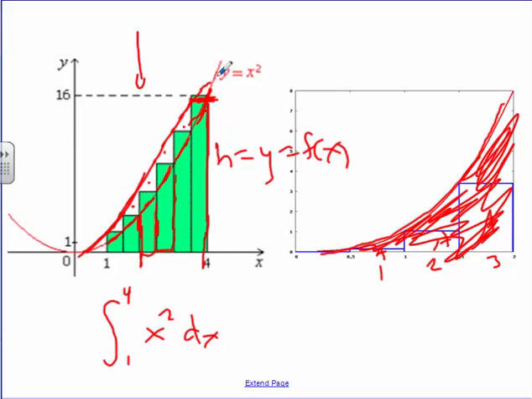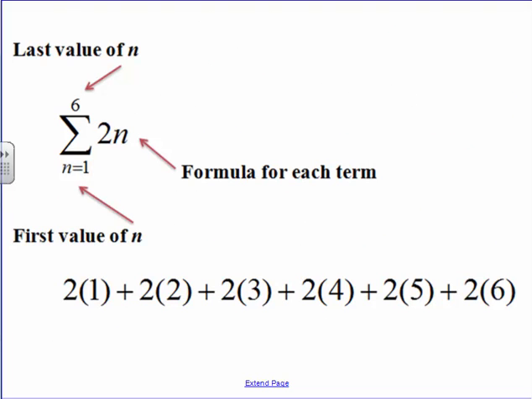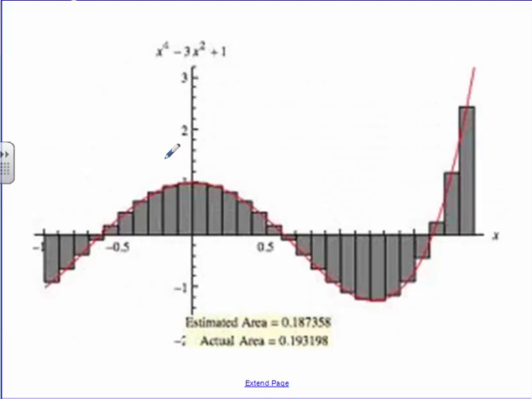So the height of the box will be based on the graph itself, but the width is always going to be consistent. And so usually what you have to do is pick a width, like a half or 1 or 2 units. Now that actually leads me really well into my next point, which I'm going to skip ahead to right here. Here's a good example of a picture of how they were able to estimate the area.